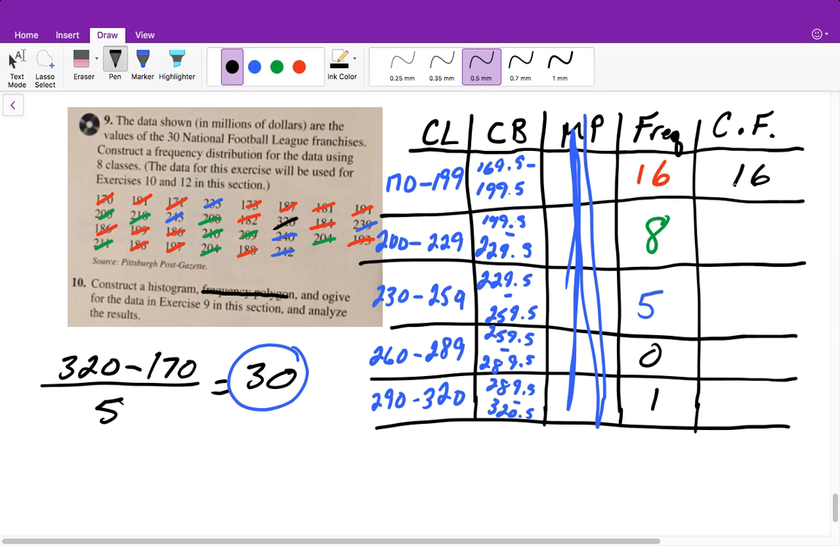All right, and then our cumulative frequency is where we add them up. So this is 16. 8 plus 16 is 24. 24 plus 5 is 29. Still 29, and this is 30. All right, so now on your test, you just have to pick one of them.